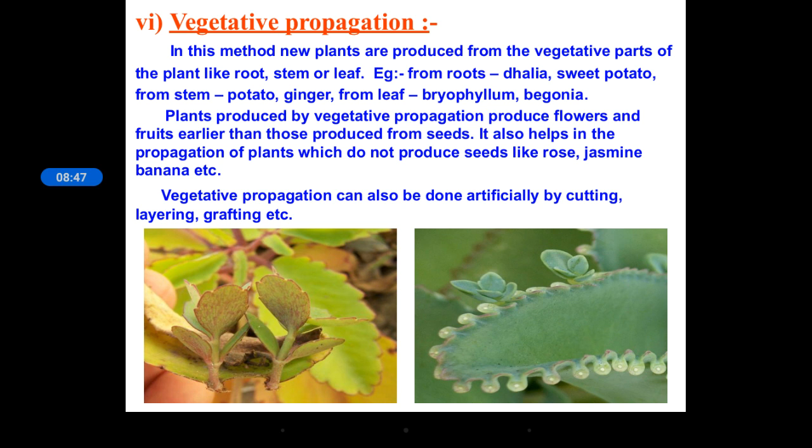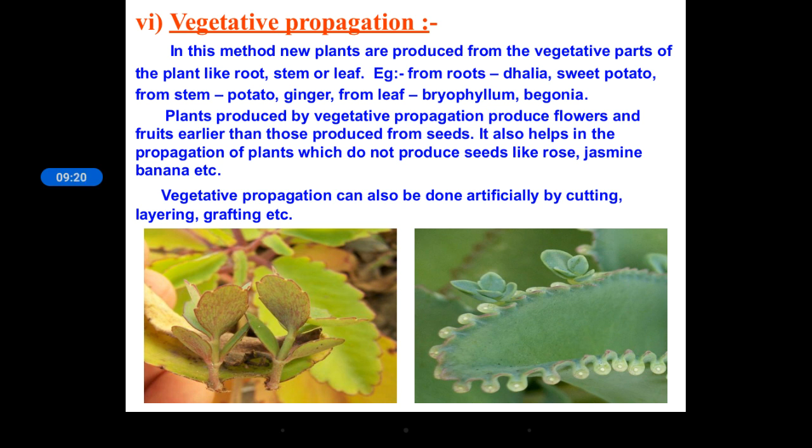And what is another benefit? The plants raised by vegetative propagation can bear flowers and fruits earlier than those produced from seeds. So we can save time also. We can get an exact copy of the parent and save time, because they flower and fruit much earlier compared to those produced from seeds. So these are some of the benefits of vegetative propagation.